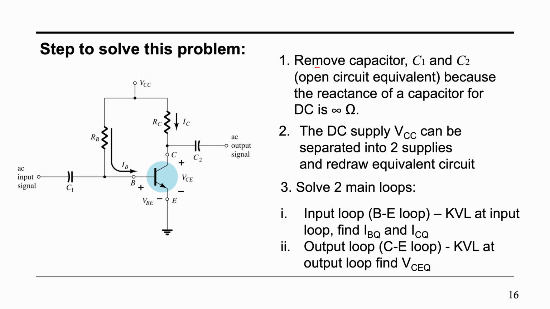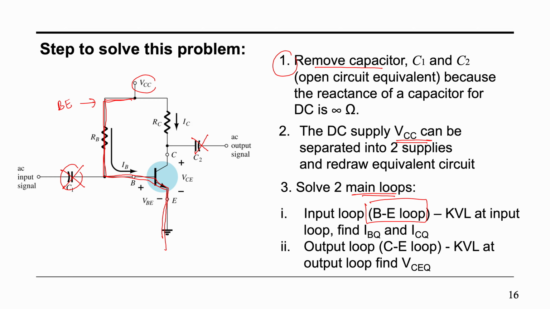First of all, we need to remove the capacitors. These are the rules. If there is a capacitor, you need to remove it, remove this capacitor, remove this capacitor. And what else? The DC supply will be only the VCC. This VCC you can separate into two loops. There are two main loops that you need to consider. One is known as the BE loop. Where is your BE loop? Here is your BE loop. This is known as the BE loop.